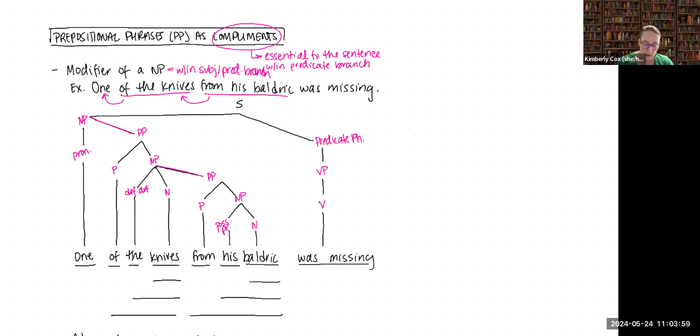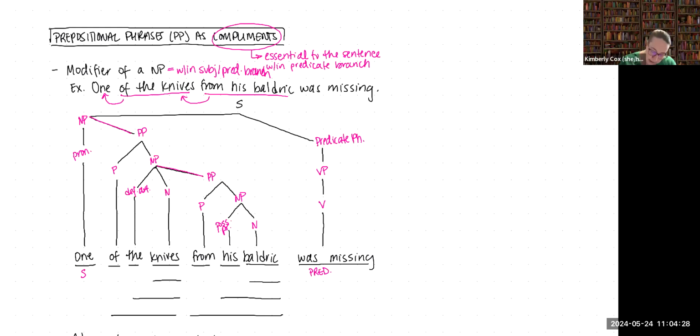What I want to go ahead and do then is take a look at the function of these words. So one in this sentence is going to be the subject, right? It's the occasion for the sentence. Of the knives from his baldric is going to further define that subject, but it is unquestionably the subject. And then we know was missing is our predicate because it's within our predicate phrase branch. So let's talk about the rest.